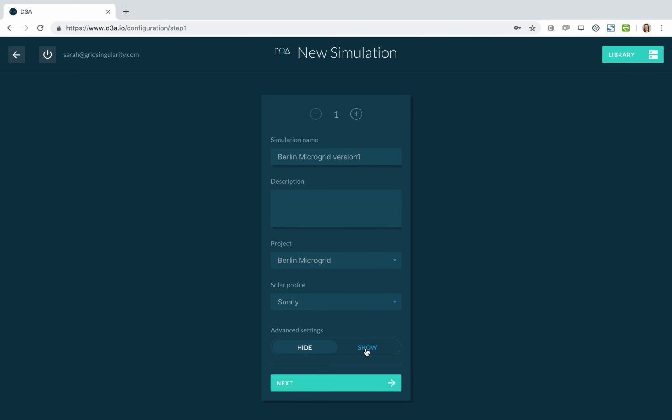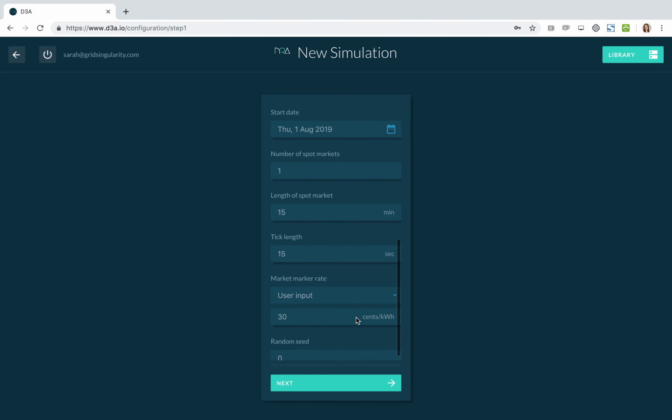Then when you look into the advanced settings, you can set the start date of the simulation, and this is more in line with the profiles that you're using. So if you upload a profile with more than 1 day in it, you can change the start date. The default is today's date.